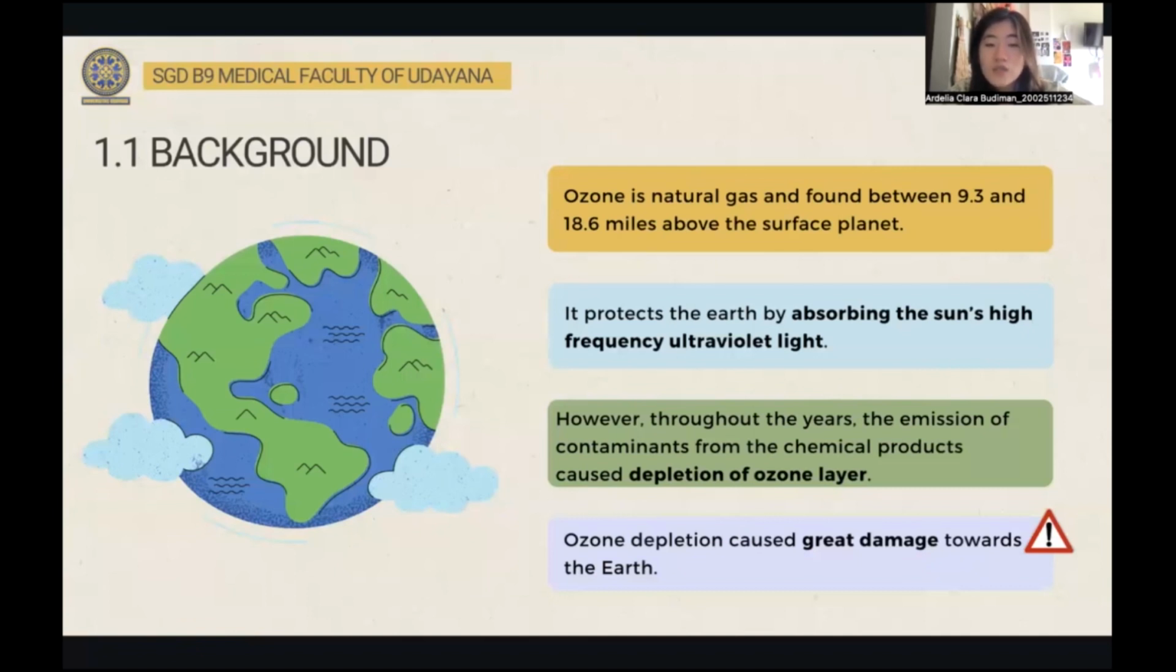However, throughout the years, the emissions of contaminants from chemical products, such as chlorofluorocarbons, methyl chloroform, halides, and many other chemicals, cause depletion of the ozone layer. According to the world statistic in 2022, the Antarctic ozone hole size in 2022 is ranked as the second largest ozone hole area, with 28.2 million kilometer cubic in the last 10 years, proving that throughout the years, the depletion of the ozone layer has increased. Therefore, serious actions are needed to reduce the great damage of ozone depletion.